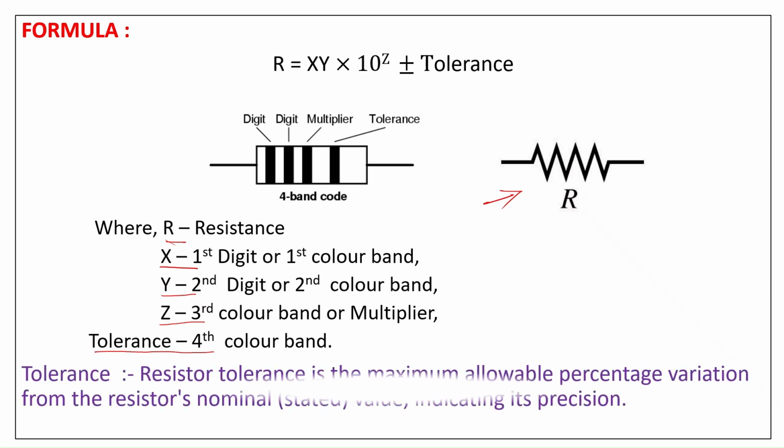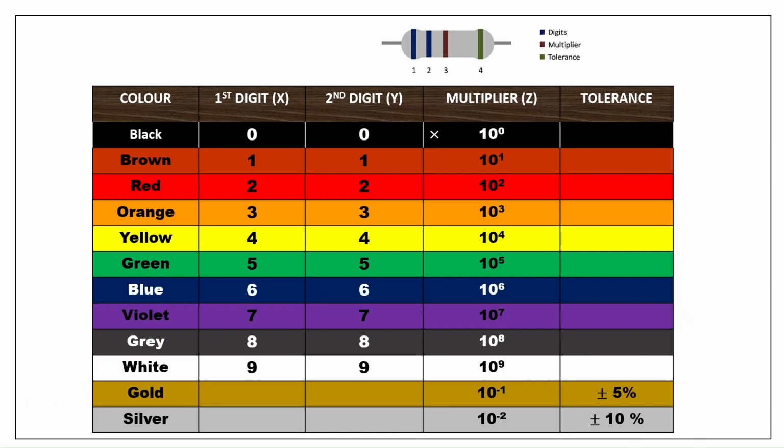Here, what is tolerance? Resistor tolerance is the maximum allowable percentage variation from the resistor's nominal, stated value, indicating its precision. In simple words, the resistance of a resistor may be more or less than its calculated value, which is known as tolerance. From this formula, we can find the resistance of a resistor easily, so just remember the formula. From all these factors, we can find the value of resistance of a resistor. Let's see in detail how to find resistance.